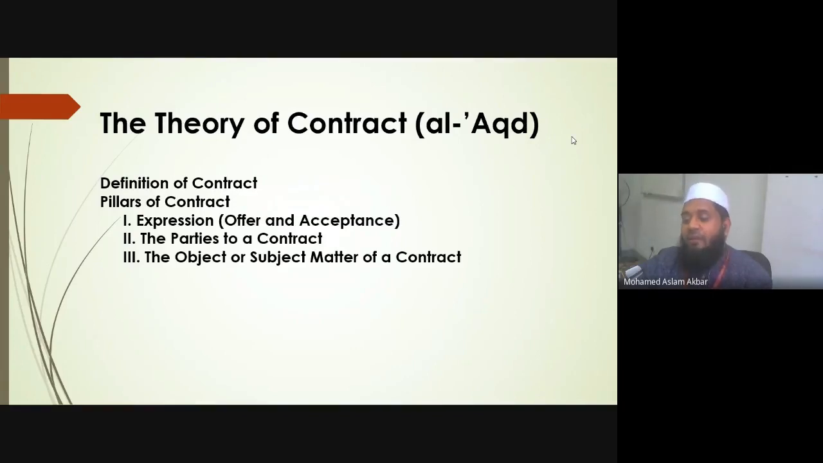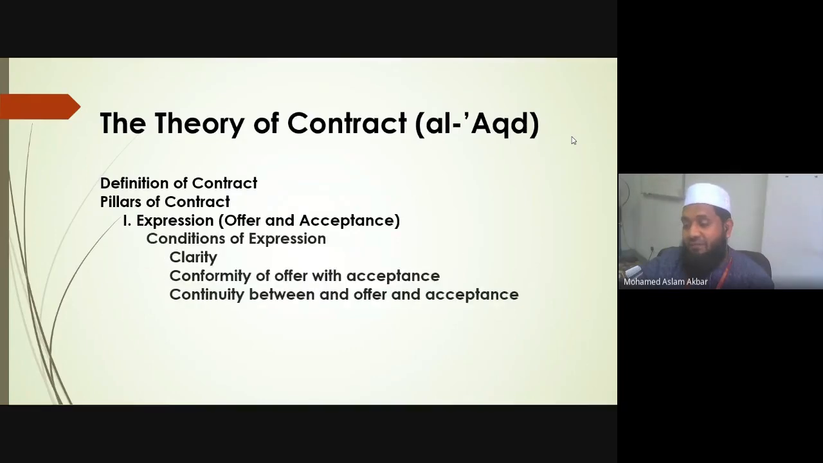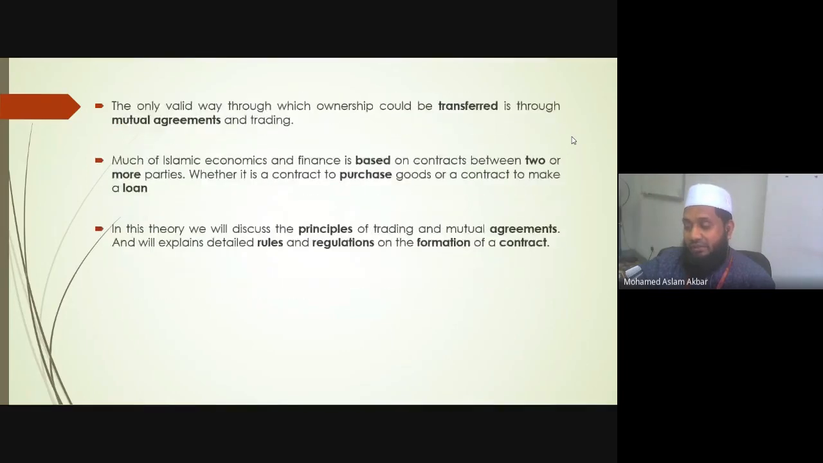What is it that we are selling? What are the fiqh issues with that thing that we are selling? Are we allowed to sell anything? Are we allowed to buy anything? So these are the things we are going to talk about.